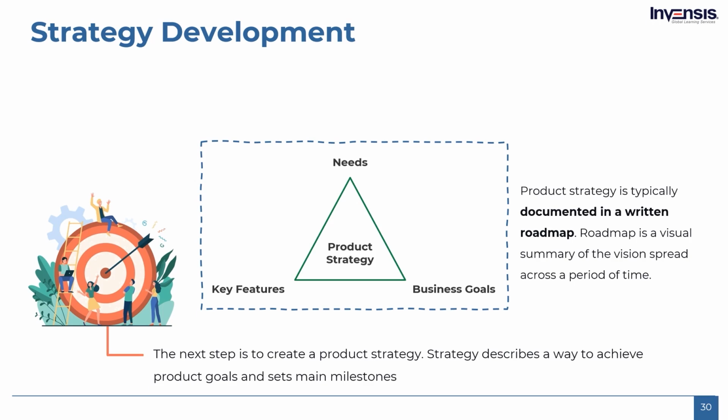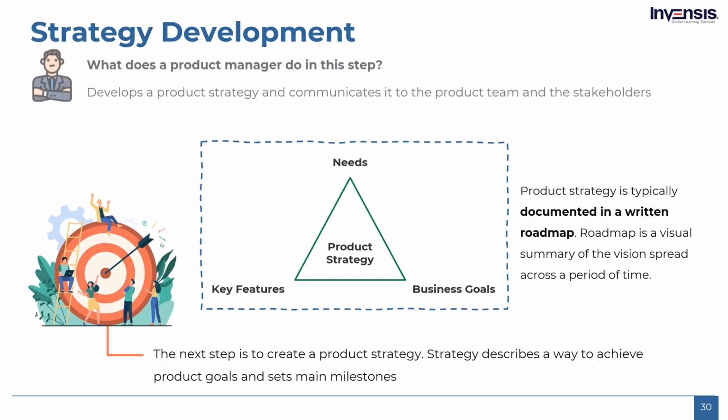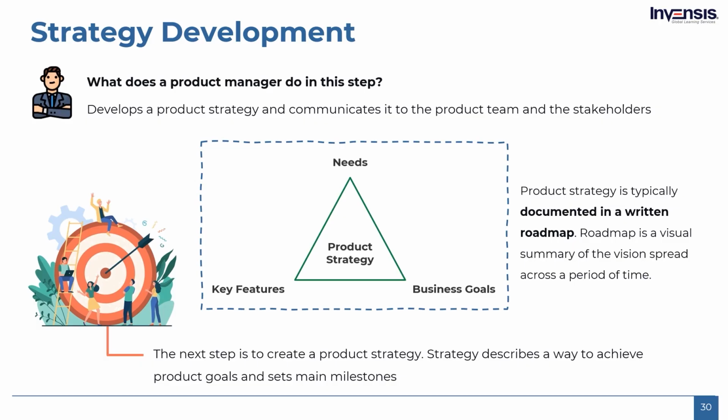So, product strategy is typically documented in a written roadmap, which is communicated with all the related stakeholders. Now, you might be wondering what exactly is a product roadmap, right? A roadmap is a visual summary of the vision spread across a period of time, and it brings to light the data-led planning that makes product development and management so effective. A good roadmap is clear and serves as a visual guideline for all members of the team. When the strategy is ready, the product manager has to communicate it to the product team and the stakeholders. He or she has to be focused on customers and stakeholders at the same time.